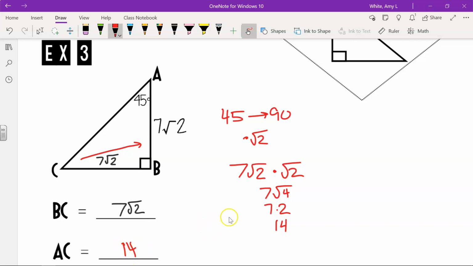One way to check if you're going the right direction: your hypotenuse should always be the longest side of your triangle. So if you get a value that is lower than the legs, you know you made a mistake because the value should be higher.